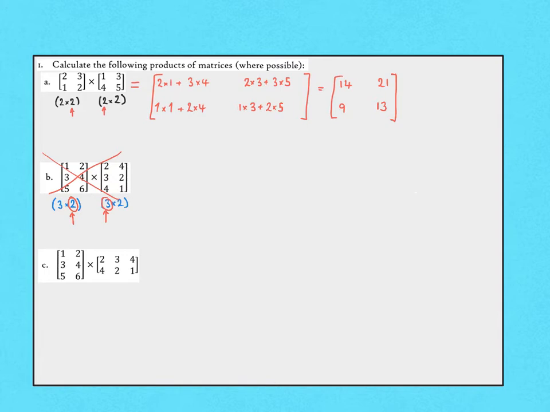Now looking at part C, we have a 3 by 2 matrix that we're trying to multiply by a 2 by 3 matrix. So we've got 2 columns in the first matrix and we've got 2 rows in the second matrix, so we can multiply these two together. And the resulting matrix will be a 3 by 3 matrix. So in order to get our result, we multiply the columns of the second matrix by the rows of the first matrix.